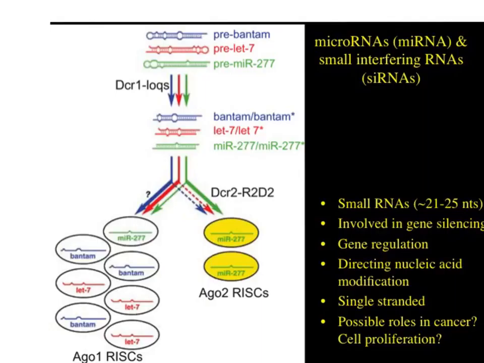The RISC stood for, I think, RNA-induced silencing complex. I may have the right idea but the wrong words for what the letters actually stand for. But it's where RNA interferes, and that's what causes the gene silencing to occur.